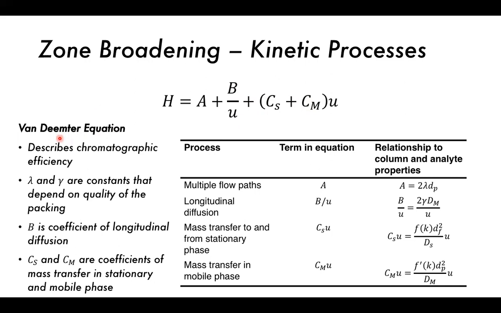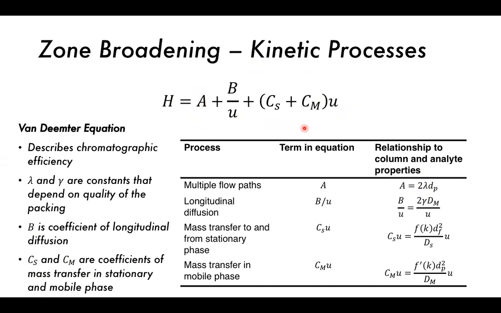So the Van Deemter equation describes chromatographic efficiency. Lambda and gamma are constants that depend on the quality of the packing, so they're seen over here. B is the coefficient of longitudinal diffusion, and Cs and Cm are coefficients of mass transfer in stationary and mobile phases. You can see here, lambda is related to the quality of the packing. So it's really very important that we pack the column well in a practical sense to get the maximum efficiency out of the column. This really models the efficiency of a column very well.